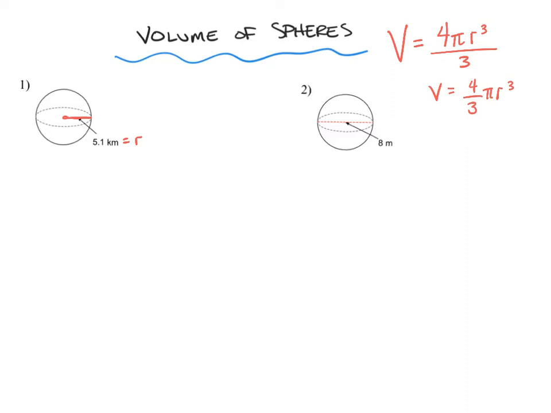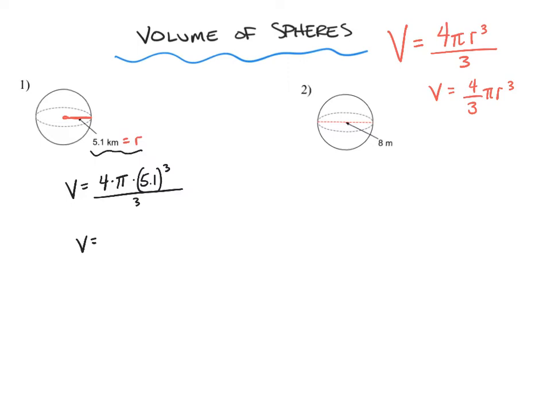And here we go. Example number 1. It's a sphere, and I already know that the radius is 5.1 kilometers. So the volume is going to equal 4 times pi times 5.1 cubed, all divided by 3. I'm going to punch that into my calculator, and for right now, I'm going to leave it in terms of pi. So we'll get an exact answer in terms of pi, and then I'll plug in pi, like 3.14 or press the pi button on my calculator, and get an approximated answer.